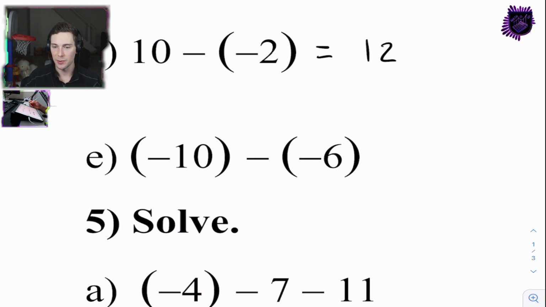Find the difference between these numbers. Keep the sign of the larger number. The larger number is 10. It's a negative. So this is going to be negative 4 as our answer.